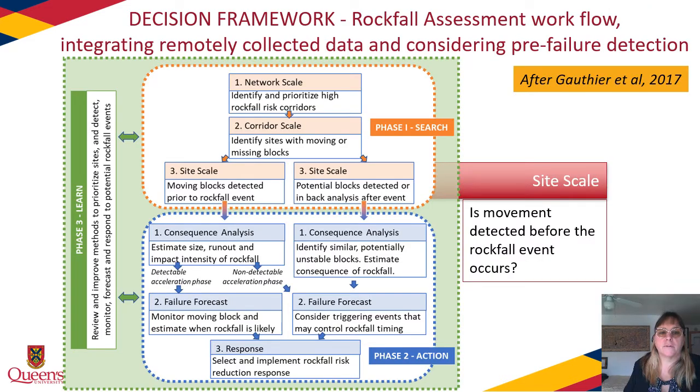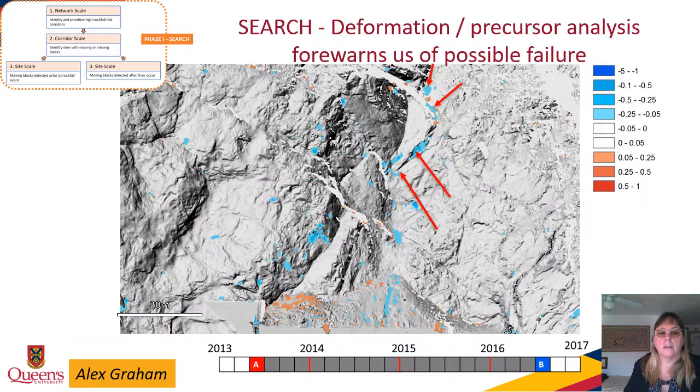Now we move back to the decision framework and start to think about the movement detection before the rockfall event occurs. So we're here in the middle part of this diagram. This is an example of a situation where deformation and precursor analysis permitted us to understand the potential failure upcoming. What you can see around the eventual failure is a whole series of smaller failures that outline the boundaries of this rockfall. And so this gives us some idea that a possible failure might be occurring in the future and permits us to think about modeling the phase 2 action items.